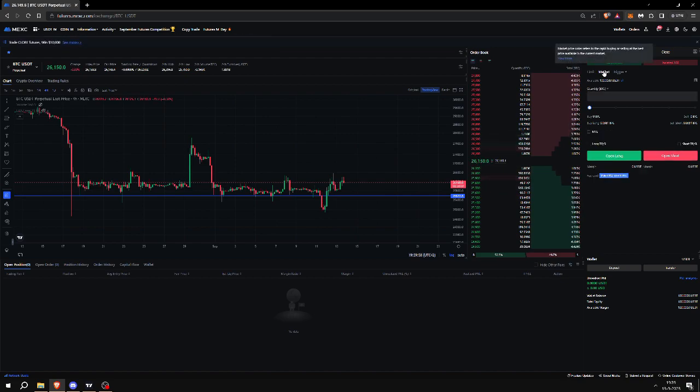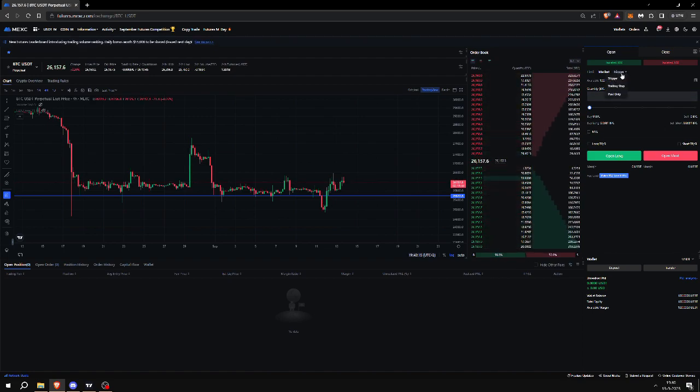If I wanted to do a market order, the second option, this only gives us one box, the quantity, as this will just fill at whatever the best asking price is. Whatever someone's willing to sell at, it'll buy, right? So if you really want to get into a trade real quick, you can use a market order.